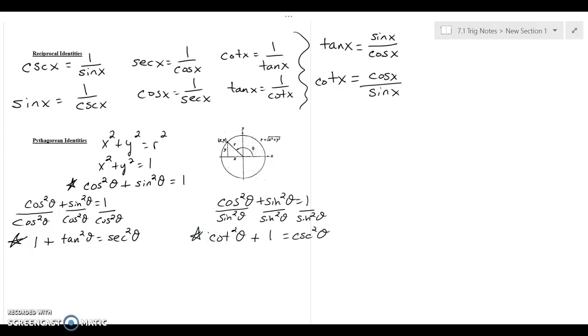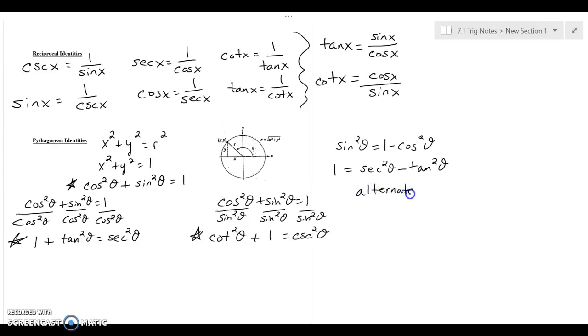Now, these 3 stars are the ones that you have to remember, but I want to caution you that you also should recognize them in alternative forms. For instance, if I take cosine squared plus sine squared equals 1, and I subtract the cosine squared to the other side, sine squared theta equals 1 minus cosine squared, which is also an identity. Similarly, if I take 1 plus tangent squared equals secant squared, I could say 1 equals secant squared theta minus tangent squared theta. So there's all types of what I call alternate forms.